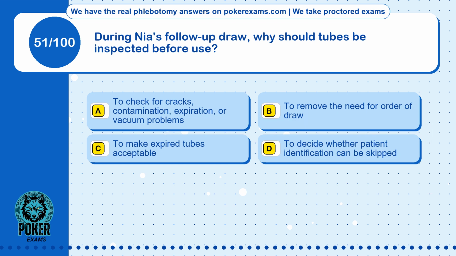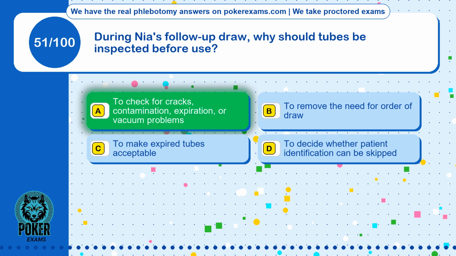Question 51. During NIA's follow-up draw, why should tubes be inspected before use? Option A, to check for cracks, contamination, expiration, or vacuum problems. Option B, to remove the need for order of draw. Option C, to make expired tubes acceptable. Option D, to decide whether patient identification can be skipped.